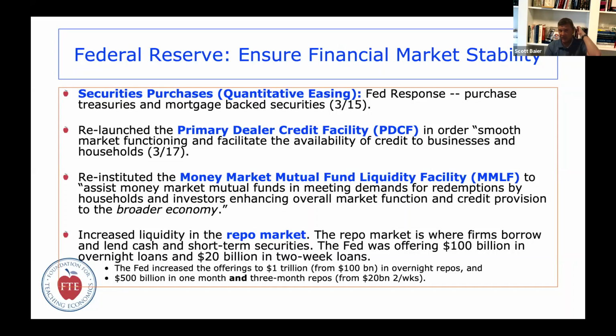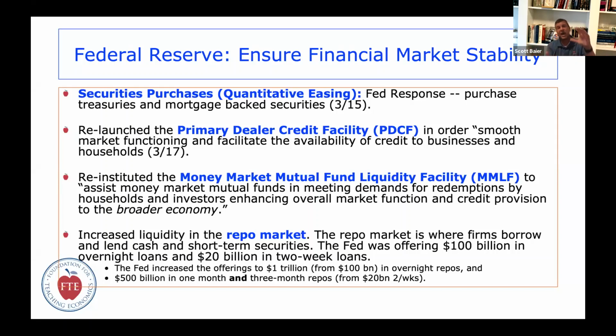They also then reinstituted what's called the money market mutual fund liquidity facility. And what they noticed is that firms have money in money market mutual funds, and they were all trying to cash these out. And what the Fed was doing was saying, hey, we're going to step in here and provide additional funds, additional liquidity in this market. Also, to the banking system, they increased the amount of overnight loans that they were making to banks, again, providing liquidity in short term and medium term to the banks in ways that they weren't doing it before.